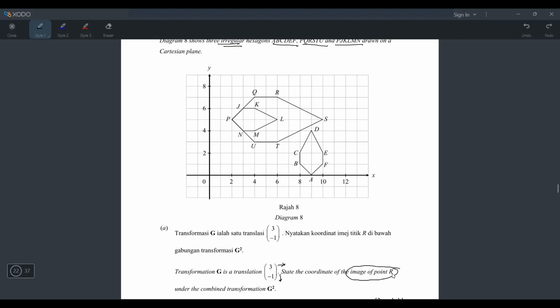So state the image of R means R is the what? R is the object. So R, this is R. What's the R coordinate? 6, 7. This is the object. It means later when I do this question, I have to start from R because R is the object. And then they want you to do under combined transformation G square, which is G two times.